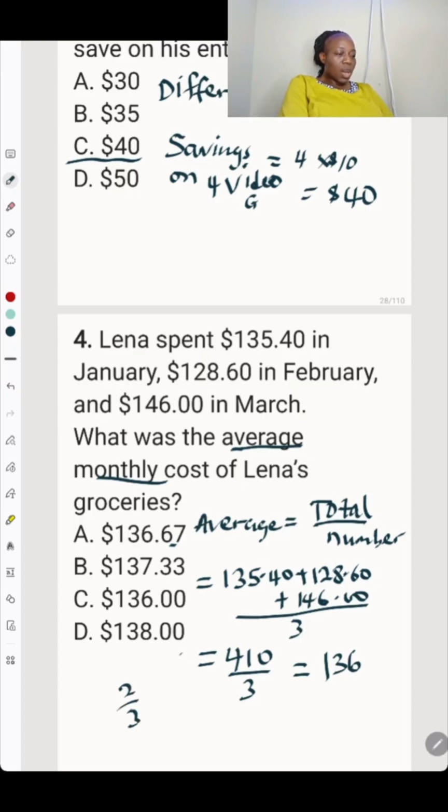2 over 3 will now be what? We need to find, take it to decimal. That's going to be 2, then 3 outside. That will be 0 point. We keep 20. That will make it what? 6. Then that will be 18. We have 2 again. So it will continue 66. So we can approximate it to 6.7. And that will be in dollars. That means our answer is what? A. Our answer is A.